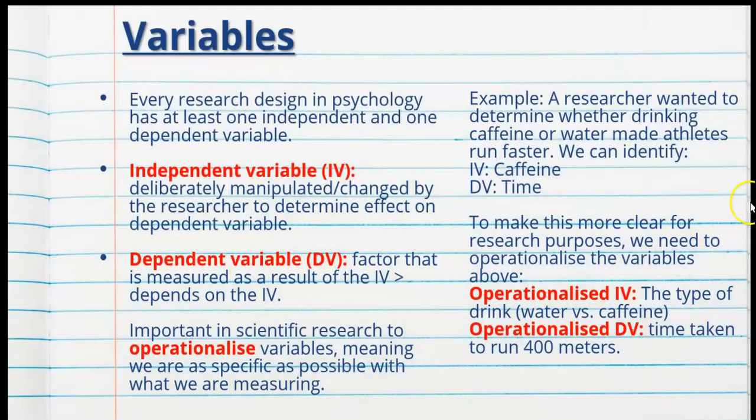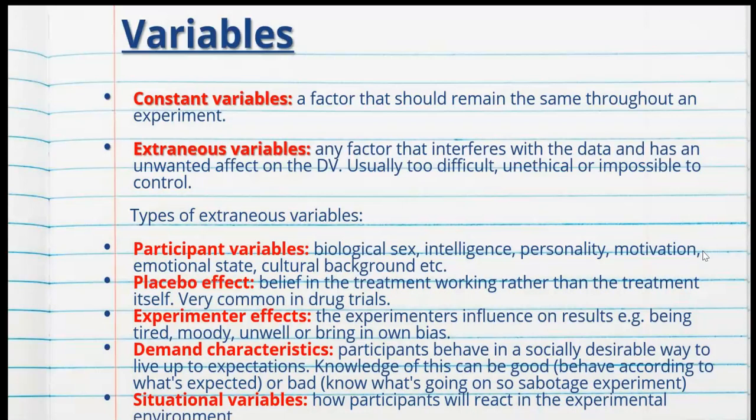So to put it into context, if we just go back here, we could tell our participants, yeah, you're drinking a caffeinated drink, when in fact it's not caffeinated at all, so it's non-caffeine. And if they then run faster and they attribute it to drinking caffeine, that is the placebo effect. So it's not actually the caffeine that's caused them to run faster, it's the belief that they're actually drinking it in the first place. That's the placebo.